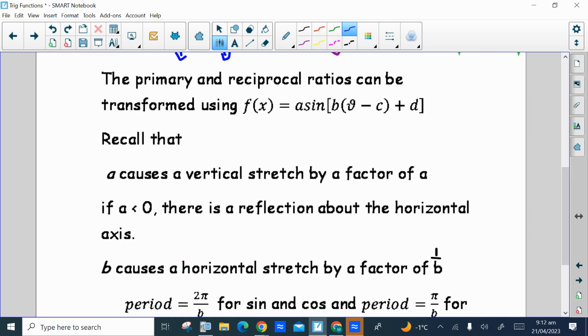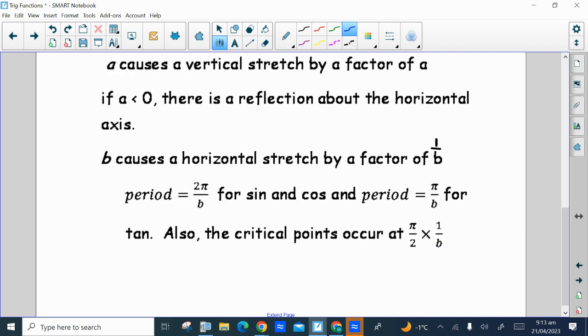So we saw that they can be transformed using that general equation. Remember, A causes a vertical stretch by a factor of A, and when A is negative, there's a reflection about the x-axis. B causes a horizontal stretch, but that stretch factor is 1 over B. The period is 2 pi over B for sine and cos, pi over B for tangent. Also, our critical points are at every pi on 2 times 1 over B.